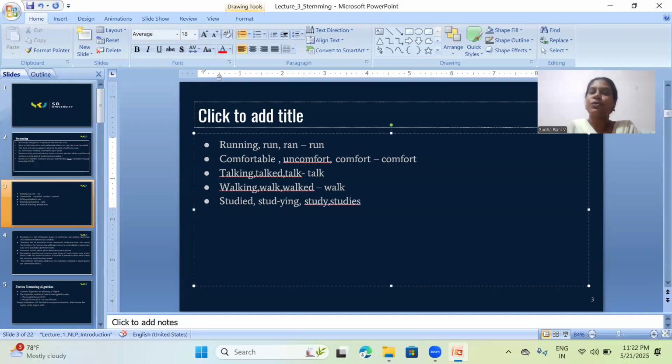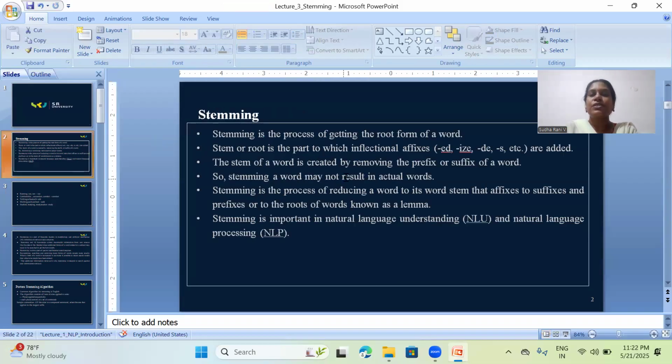Then what will be the root word for these stem words? Study. Study is the root word for these stem words. So stemming is the process of getting the root from a word. Stemming is the process where we generate the root word from the given stem word. I will also explain why it is necessary to convert the stem word into the root word in text pre-processing.